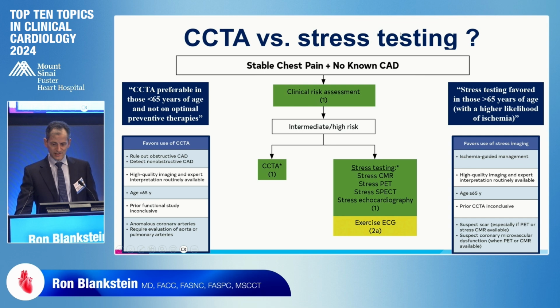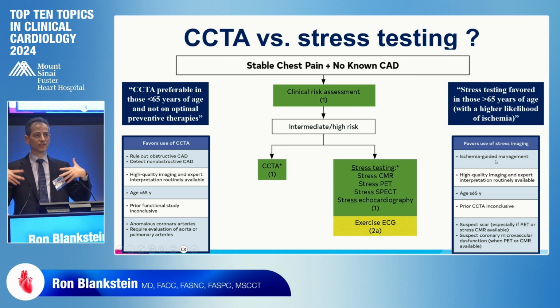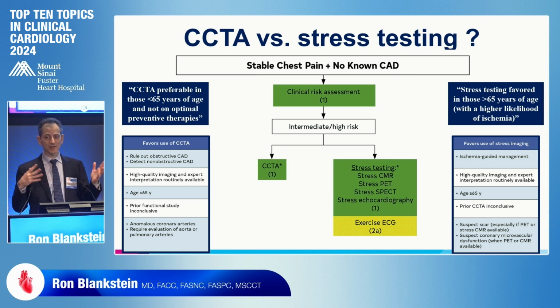The other advice generally for stress testing is if we want to perform ischemia-guided management. That means that the more ischemia we see, the more likely we are to revascularize the patient or send them to the cath lab. For that particular strategy, the use of stress testing might be reasonable. On the other hand, if the objective of the test is to rule out obstructive disease and at the same time detect non-obstructive disease, this is where coronary CTA would be preferable. And importantly, we state here that there needs to be a high quality and expert interpretation routinely available. And that just makes sense. Not every test is available everywhere, and if you're going to do CT, you want to be at a place that can do it well.